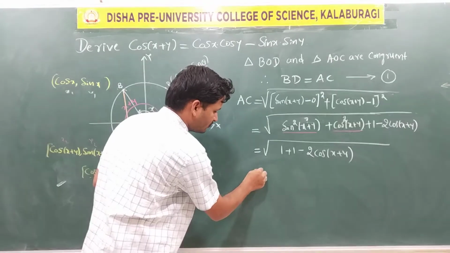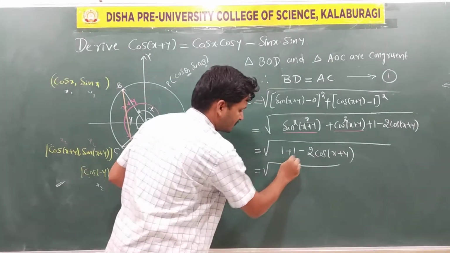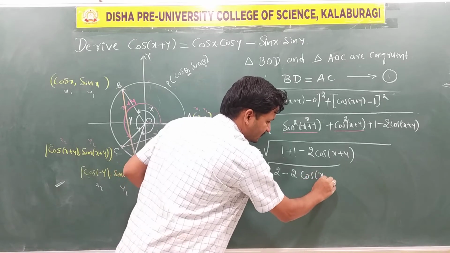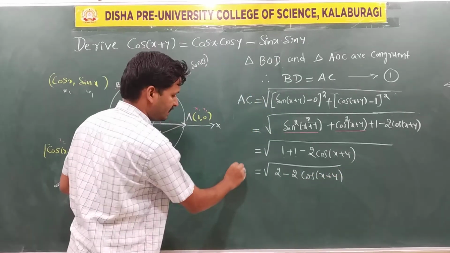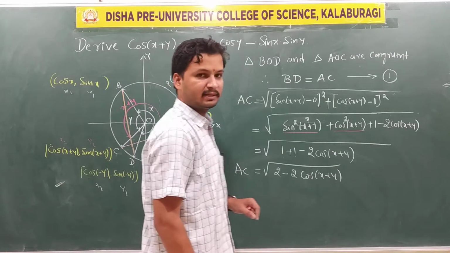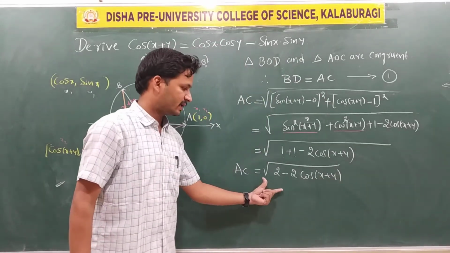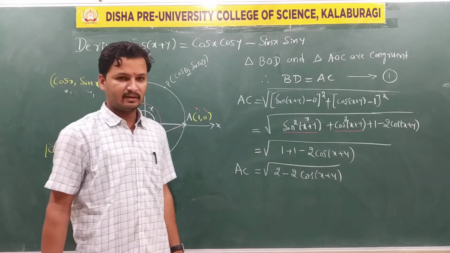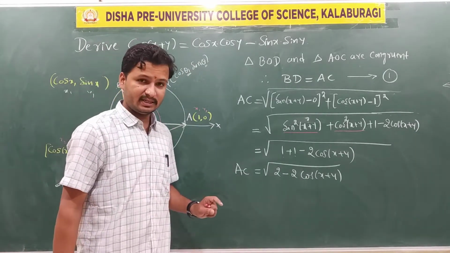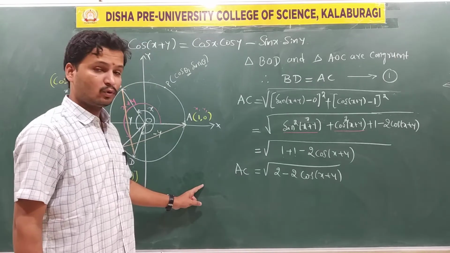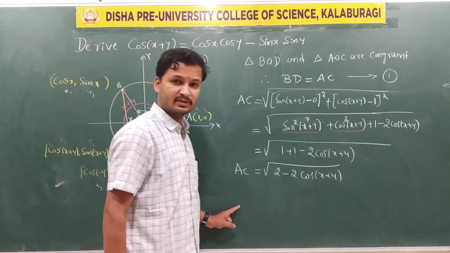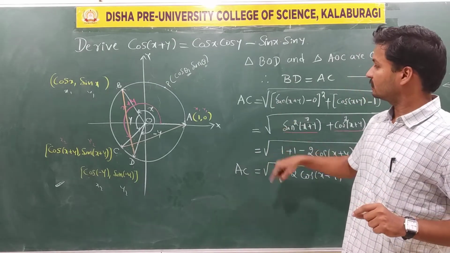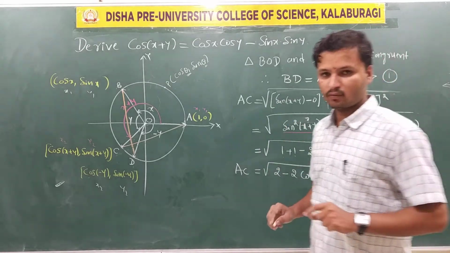So this equals the square root of 1 plus 1 is 2, 2 minus 2 times cos of x plus 1. So this is the distance between points A and C, that is AC equals the square root of 2 minus 2 times cos of x plus 1. And we know that BD is the square root of 2 plus 2 times sin x into sin y minus cos x into cos y. So just equate these two in equation number 1.